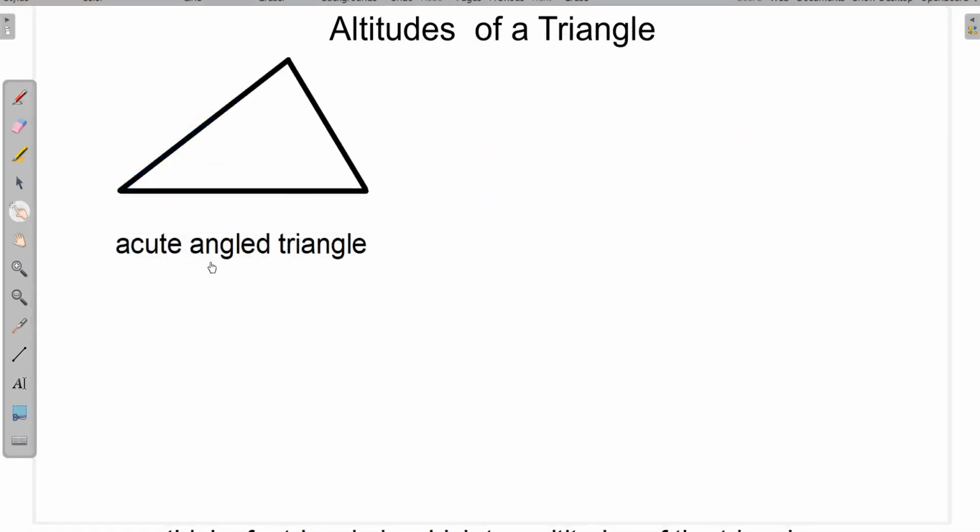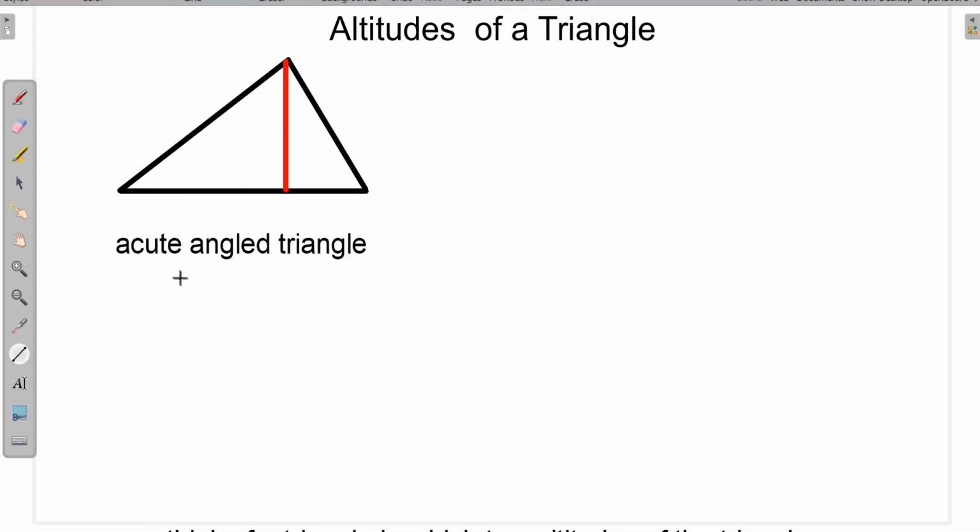So here is the acute angle triangle. In an acute angle triangle, all the angles are less than 90 degrees. So what is the altitude in an acute angle triangle? As drawn earlier, the same here also. So this is the altitude of the acute angle triangle.